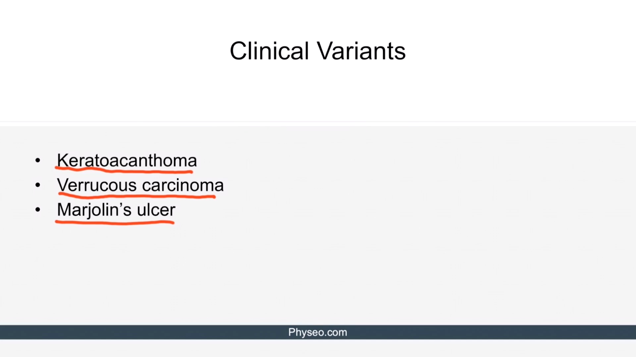Keratoacanthoma is a well-defined squamous cell carcinoma, and it grows rapidly. Verrucous carcinoma typically presents as an exophytic growth, and those can be described as cauliflower lesions. And a Marjolin ulcer is a rare type that occurs over sites of chronic inflammation, such as burns and scars.